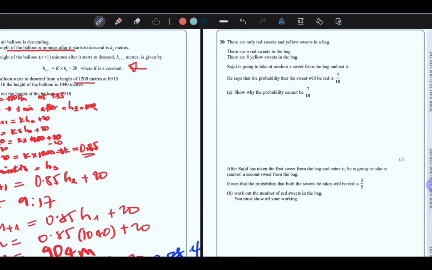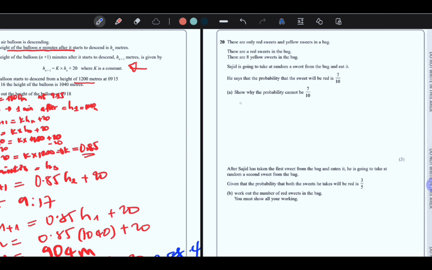There are only red sweets and yellow sweets in a bag. There are n red sweets in the bag. There are 8 yellow sweets in the bag. Saeed is going to take at random a sweet from the bag and eat it. He says that the probability that the sweet will be red is 7/10. Show why the probability cannot be 7/10.